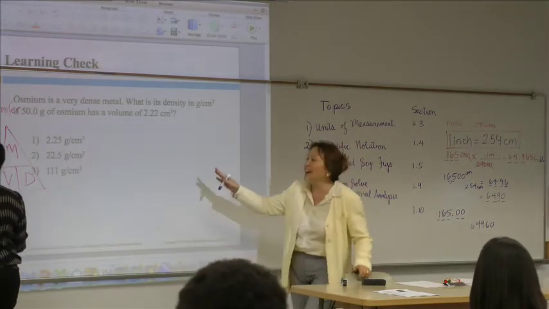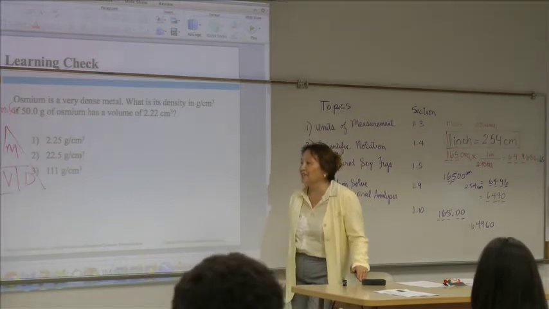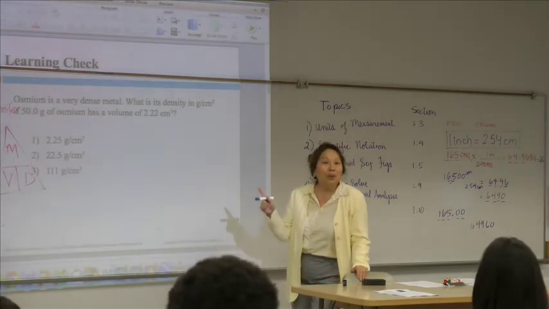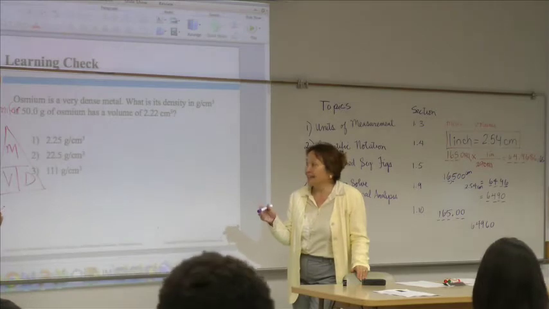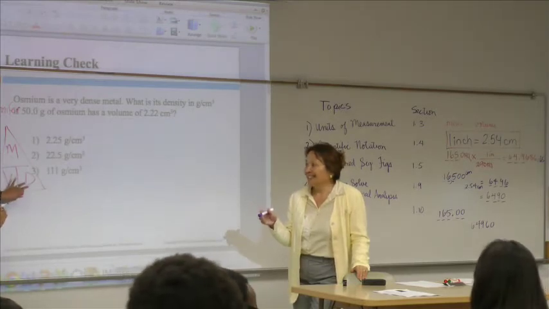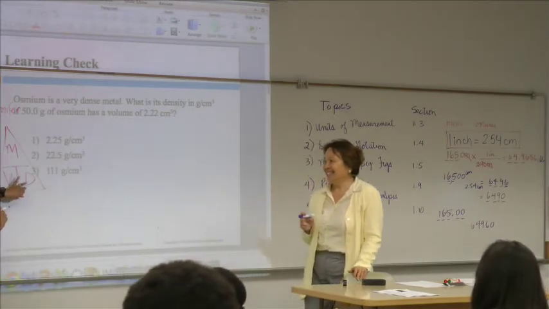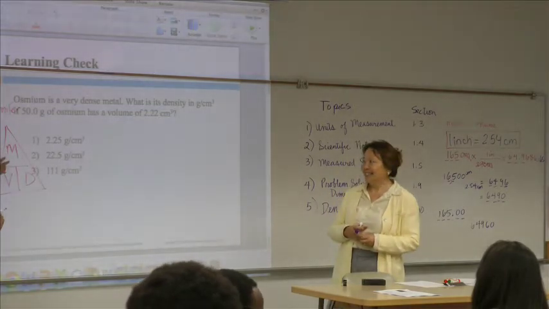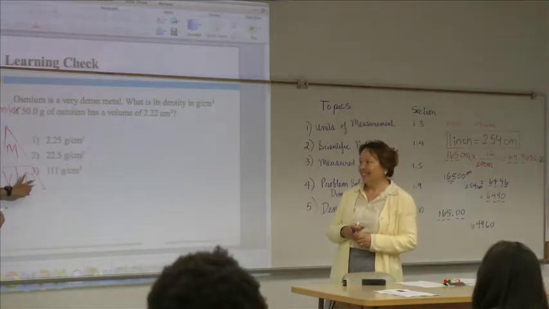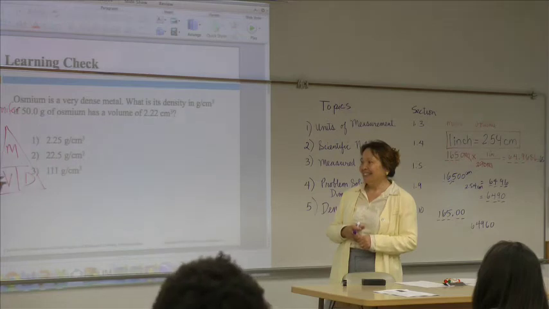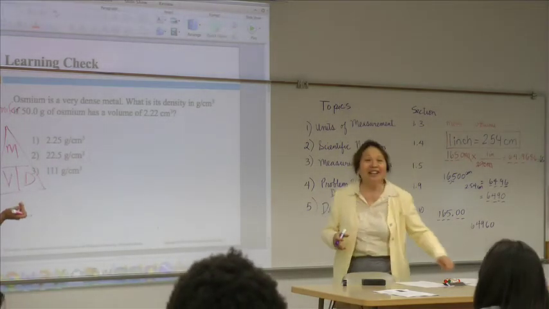Okay, so show them first how you apply the magic triangle. Don't solve it first, so that they know what formula to use, right? Mass over volume and density. So mass equals volume times density. Volume is equal to mass over density, and density equals mass over volume. We're going to write it down.